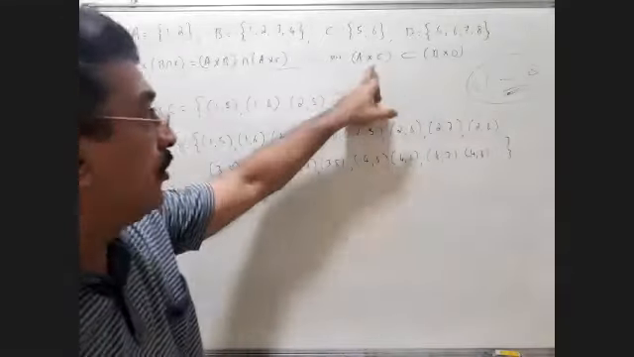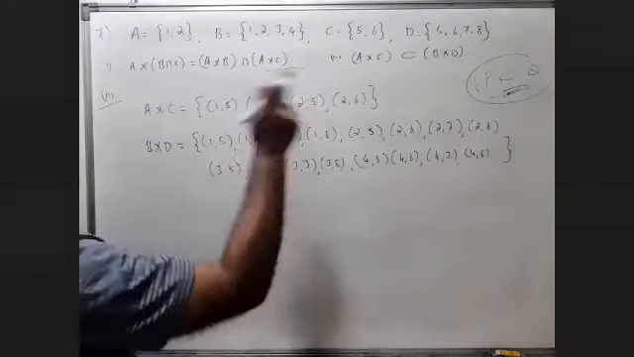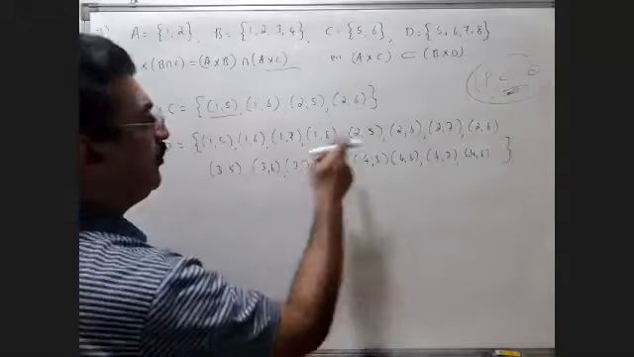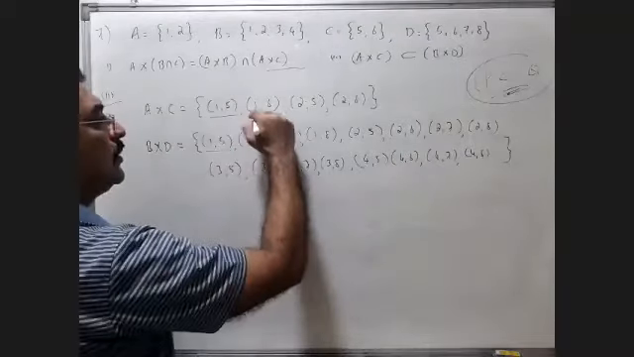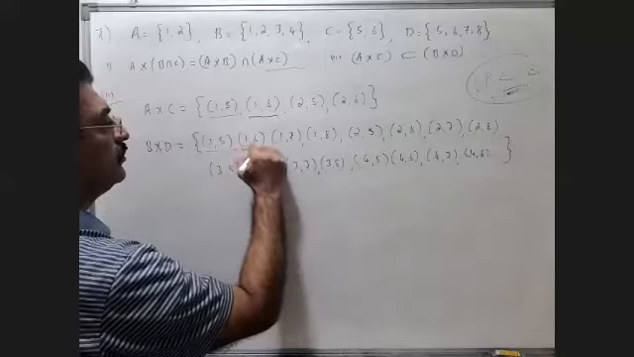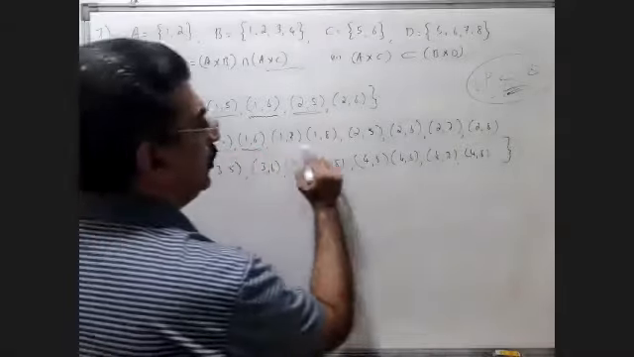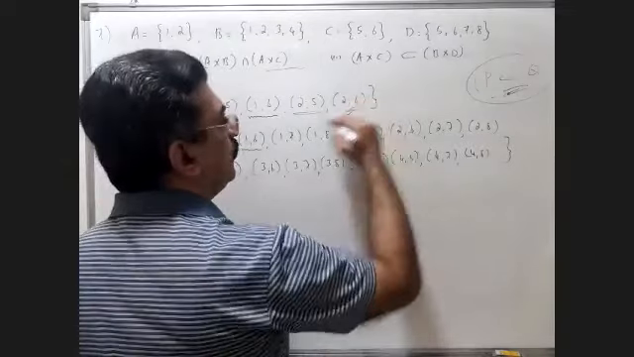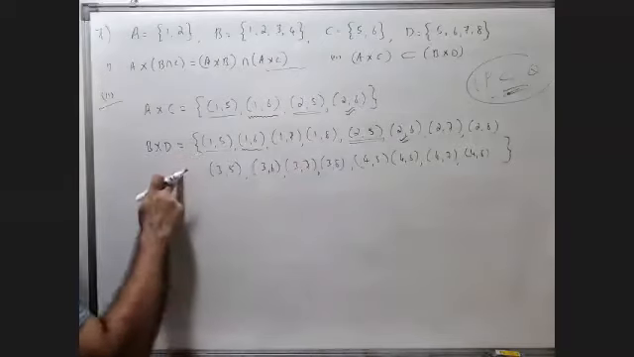So to check whether A cross C is a subset of B cross B, take the elements in A cross C one by one. In A cross C we have 1, 5. Check if 1, 5 is here. 1, 5 is here. That means it's there. Second element 1, 6. Yeah, 1, 6 is here. Third element 2, 5. 2, 5 is here. You can see. Fourth element 2, 6. 2, 6 is here. That means all these 4 elements are in B cross B.